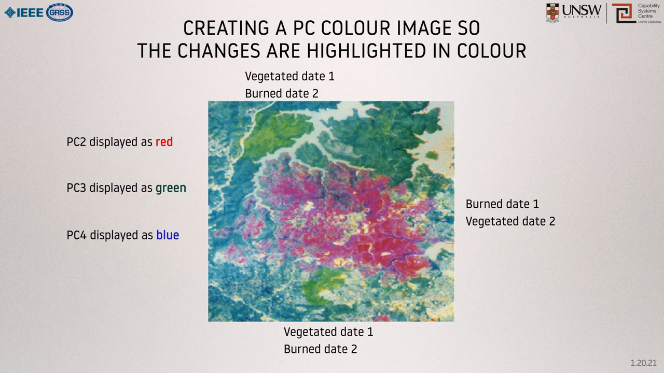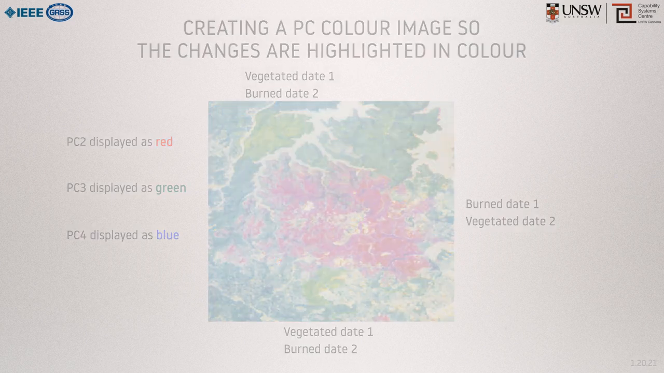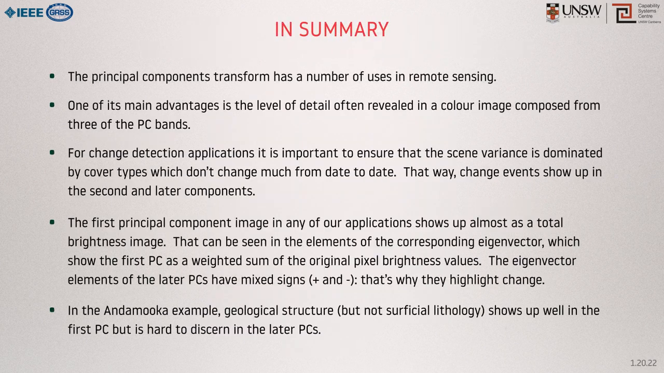This example has served to highlight the usefulness of the principal components transformation for highlighting differences from image to image. You should be able to find many other examples in the literature. Examine the first PCs in the examples of this lecture and see how, as total brightness images, they highlight topography, whereas topographic detail is missing in many of the PC images.